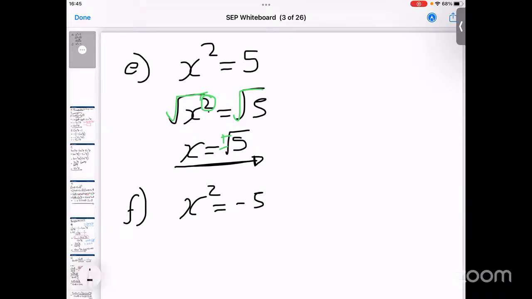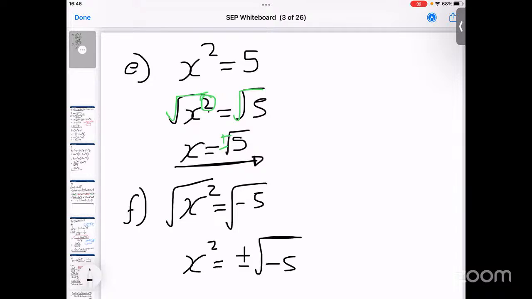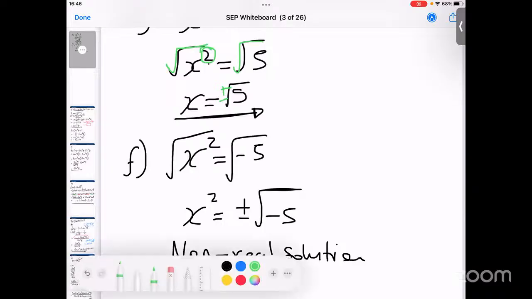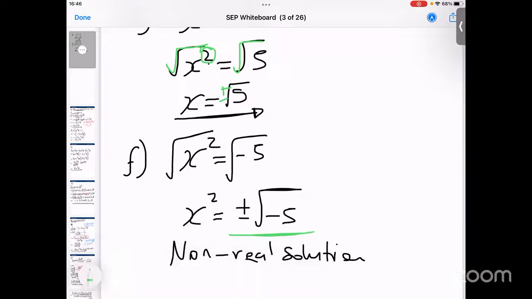Okay, with this one, where you are having x squared equals negative 5, you can square root both sides, and then that's how you remove that square. That means you should be having plus or minus the square root of -5. So for this one, it's a non-real solution, because you cannot have a negative thing inside the square root. Very, very much important on that one, honorable member.